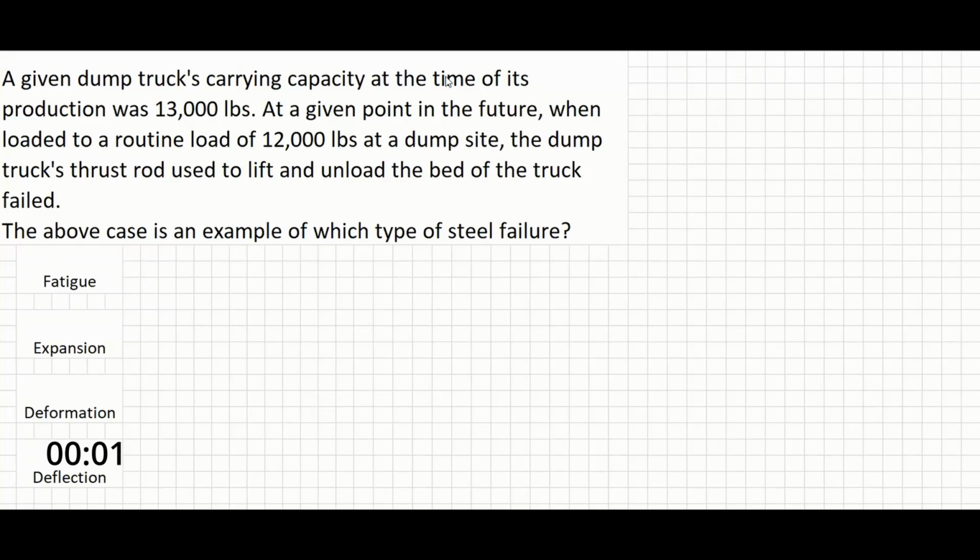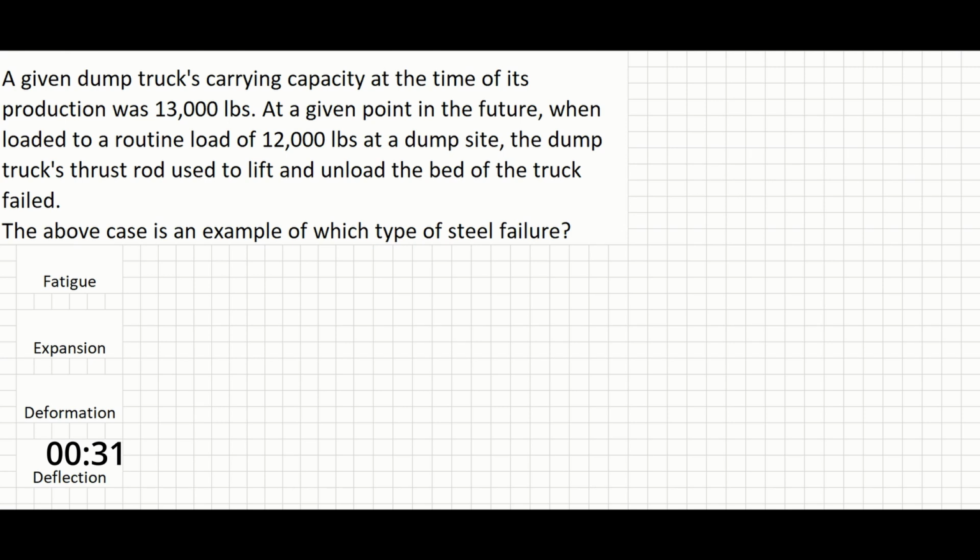In this problem, a given dump truck's carrying capacity at the time of its production was 13,000 pounds. At a given point in the future, when loaded to a routine load of 12,000 pounds at a dump site, the dump truck's thrust rod used to lift and unload the bed of the truck failed. The above case is an example of which type of steel failure: fatigue, expansion, deformation, or deflection.